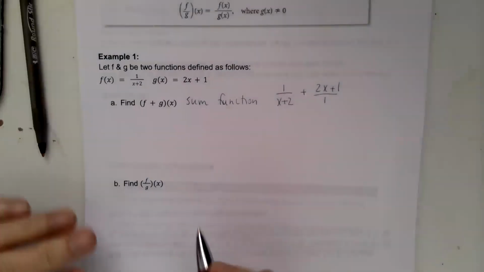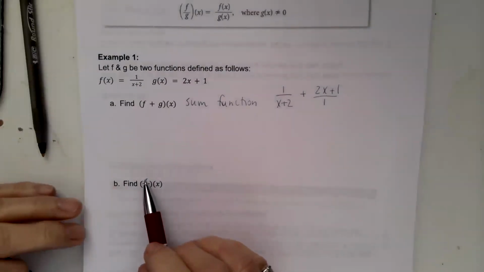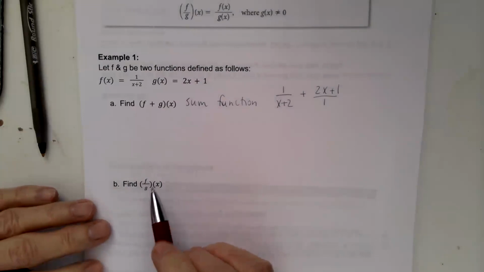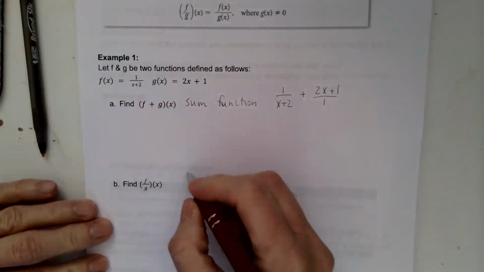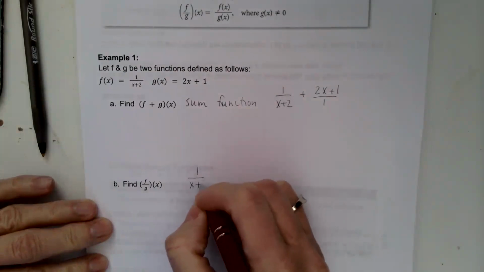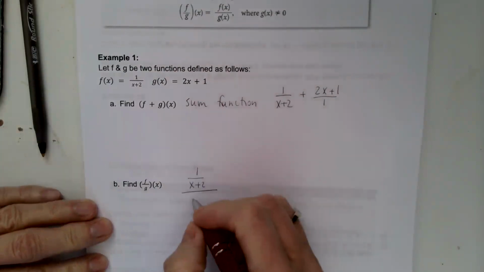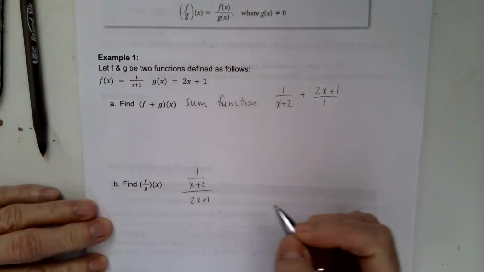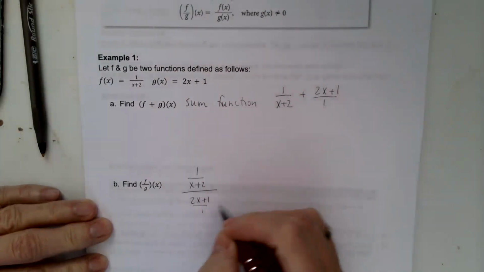Then B says, find the quotient function of f divided by g when x is the input. So that means I'm going to have f, 1 over x plus 2, all over 2x plus 1. We'll say over 1.